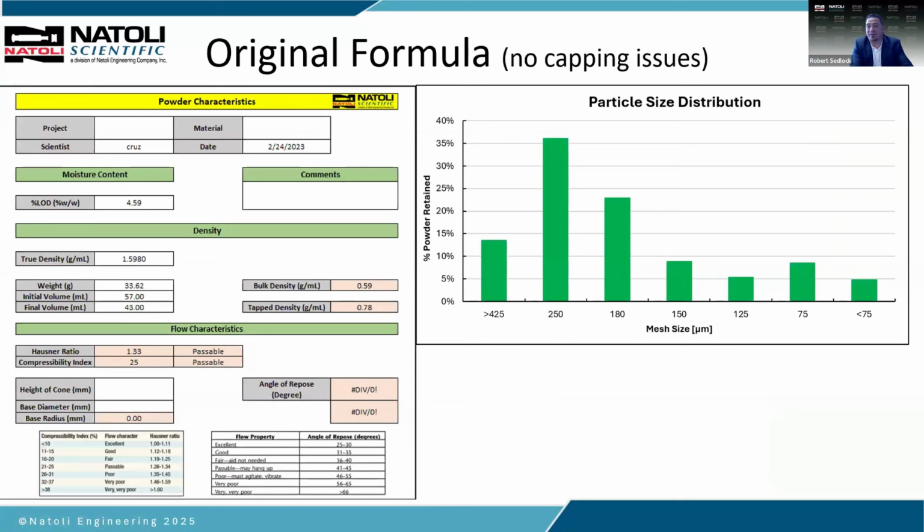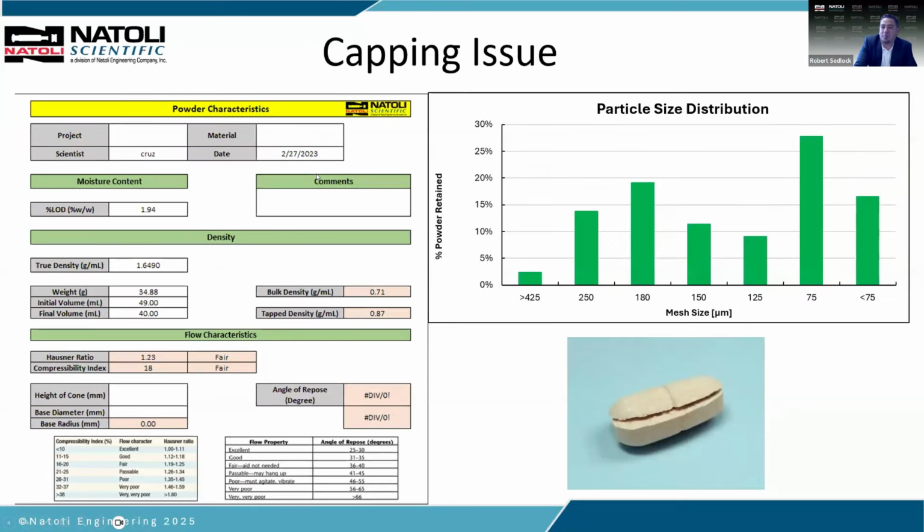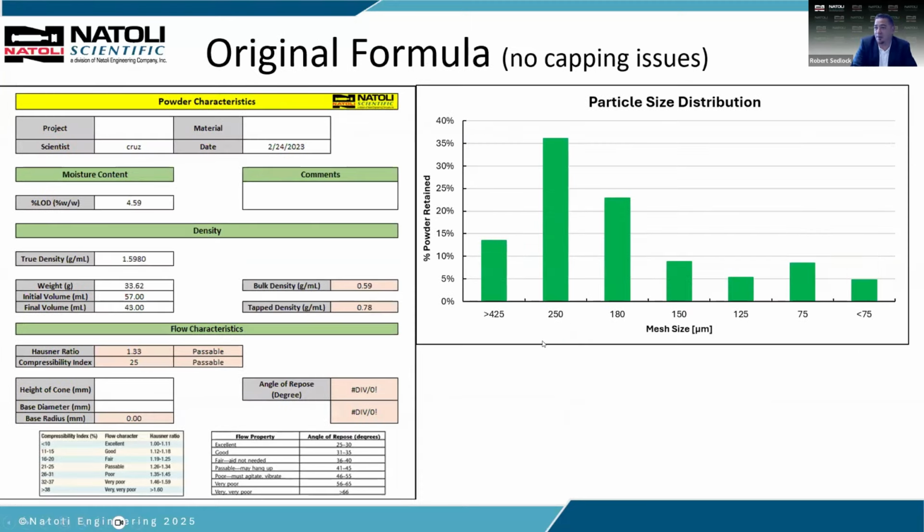Well, actually, if I go back to this screen, this is the same formula, but the excipient provider provided different quality of materials, and the excipient was a very high percentage of the formula. So this is supposed to be the same formula, but the raw material came in, has some variabilities. And again, this is supposed to be the same formula, but they didn't have any capping issues with the original blend. And it's quite different. Look at the moisture is higher, 4.59%. Bulk density is a little lower, 0.59. Tap's 0.78. Flowability is good.